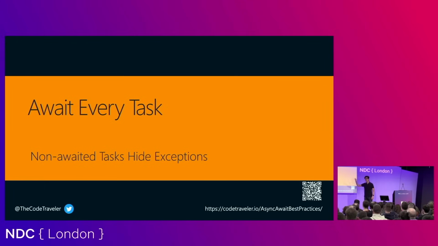And again, this is because non-awaited tasks hide exceptions. Again, it might sound like a good thing, but it's a bad thing. We want those exceptions to be rethrown. We want to be able to handle them gracefully. We want to be able to tell our app, hey, something went wrong. Maybe display to the user, error, internet connection could not be established, something like that. Whereas if we don't await the task, that exception gets swallowed up forever.